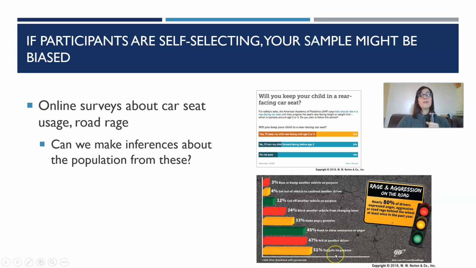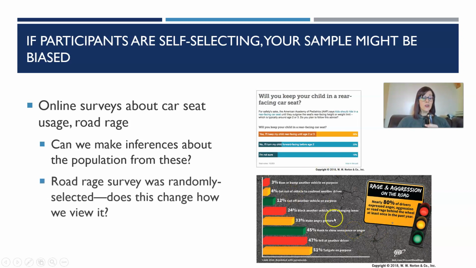47% yell. 51% tailgate on purpose. So again, your sample is only going to be as good as your sampling methods. And at least in this case, we can actually trust this survey. The road rage survey was actually randomly selected from internet users.